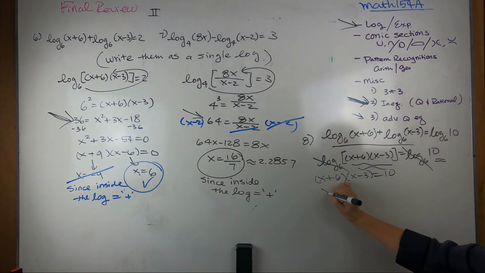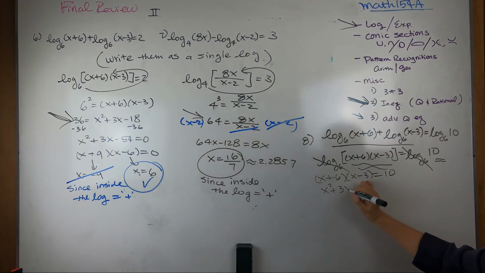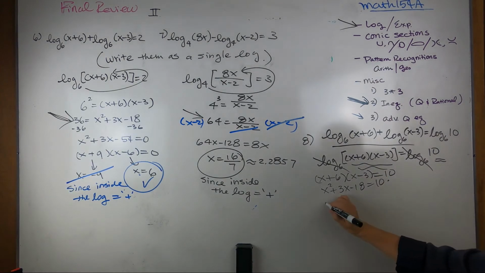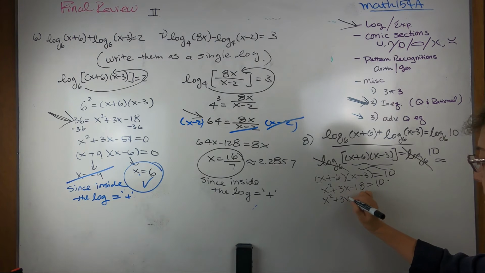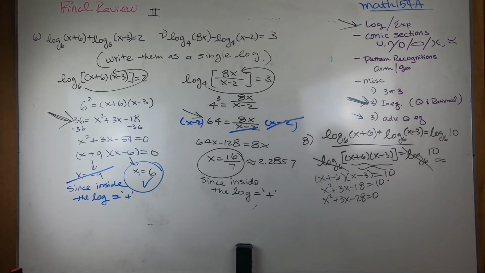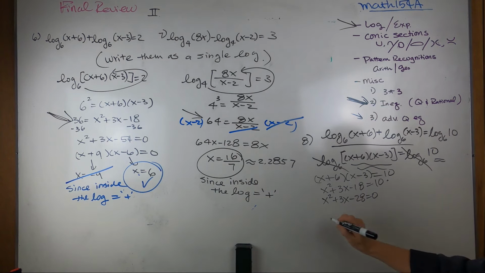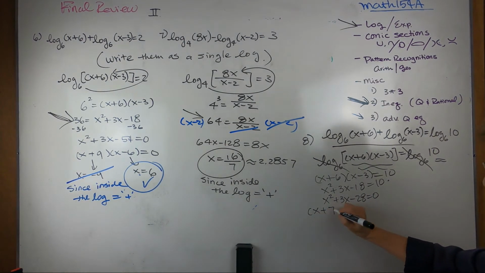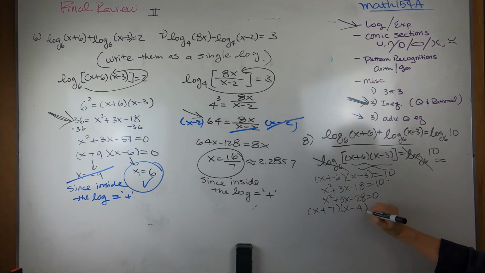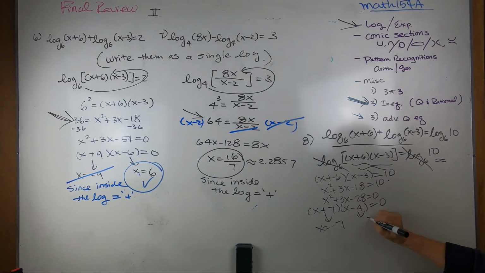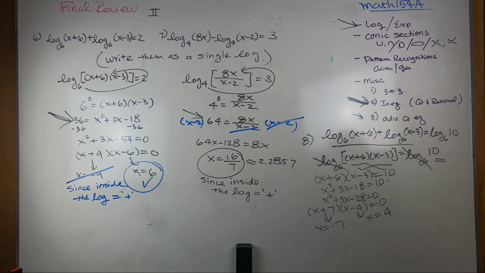Then we have a quadratic equation, and we write it in standard form, right? So we have x squared plus 3x minus 28 equals 0. If I write it in factored form, I should have 7 and 4, plus 7 and minus 4, right? So I have x equals what? Negative 7, and I can have x equals 4.